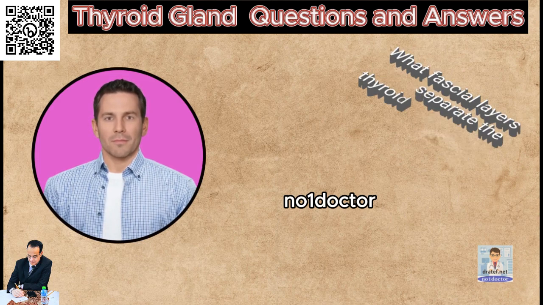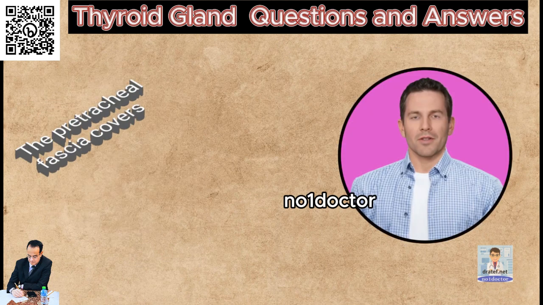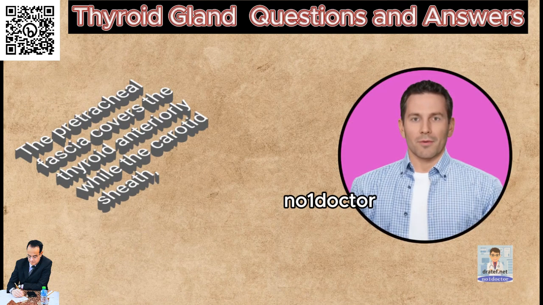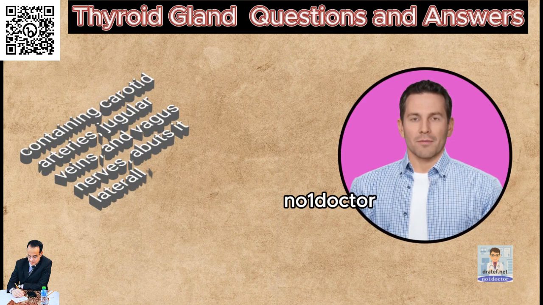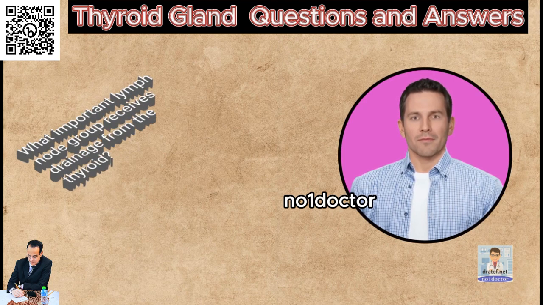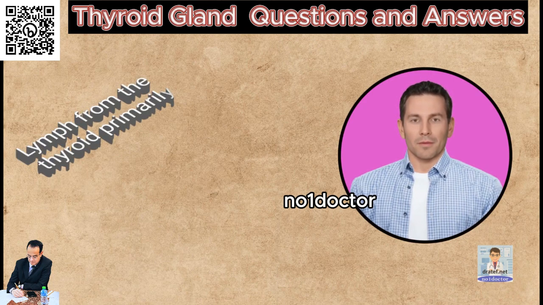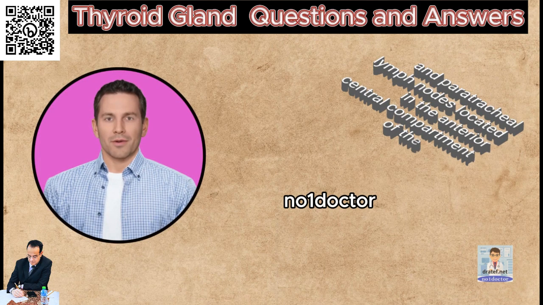What fascial layers separate the thyroid gland from the carotid sheath laterally? The pretracheal fascia covers the thyroid anteriorly, while the carotid sheath, containing carotid arteries, jugular veins, and vagus nerves, abuts it laterally. What important lymph node group receives drainage from the thyroid? Lymph from the thyroid primarily drains to the pretracheal and paratracheal lymph nodes located in the anterior central compartment of the neck.